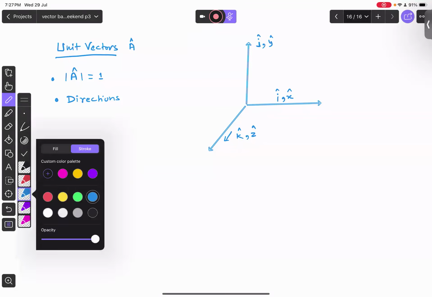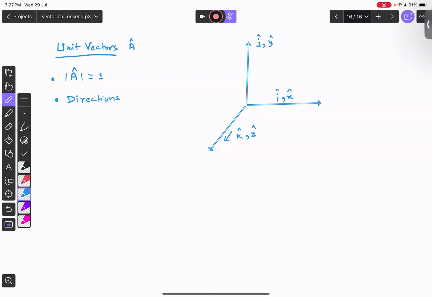So there's one more way to write a vector. Suppose I have vector A, it can be written like this: magnitude of the vector A into A cap, which is the unit vector in the direction of vector A.